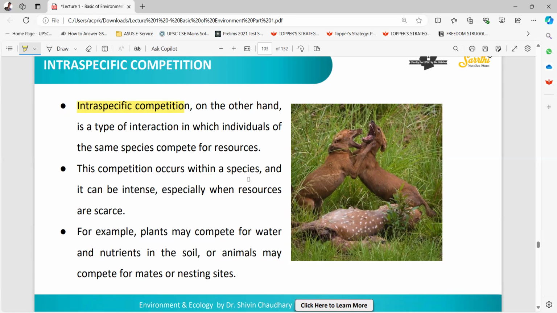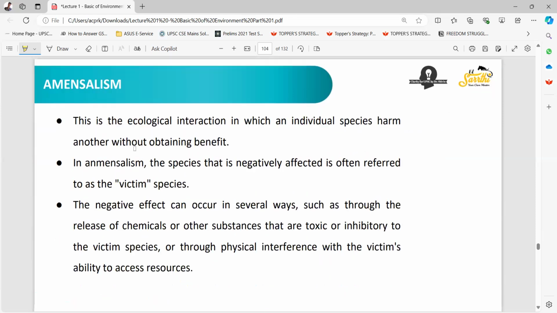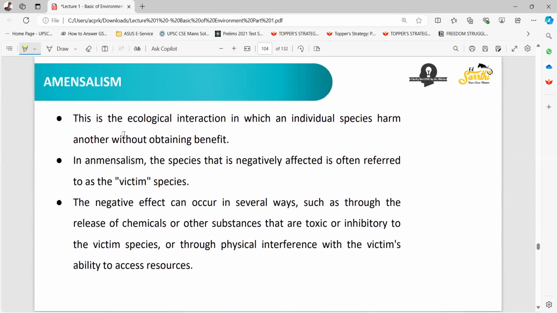within a species and it can be intense, especially when resources are scarce. For example, plants may compete for water and nutrients in the soil, or animals may compete for mates or nesting sites. Next is amensalism. This is an ecological interaction in which an individual species harms another without obtaining benefit.